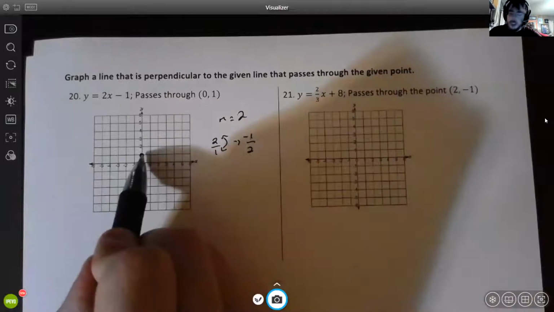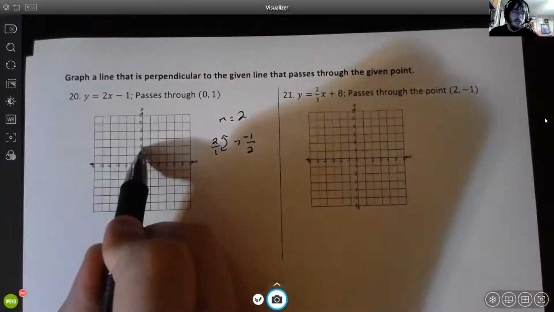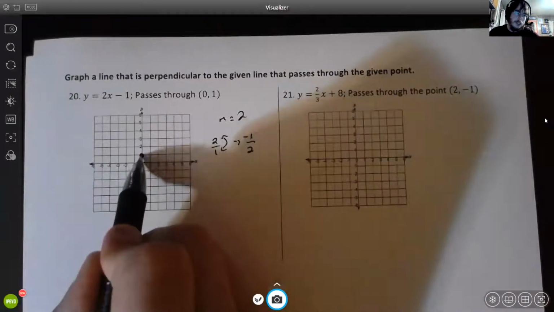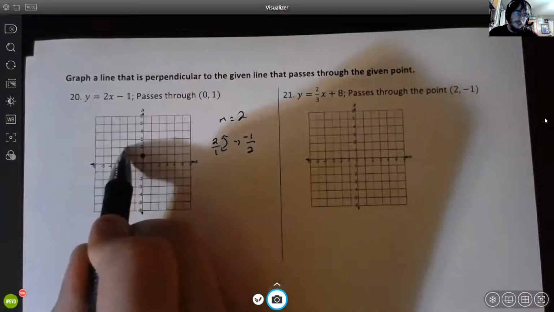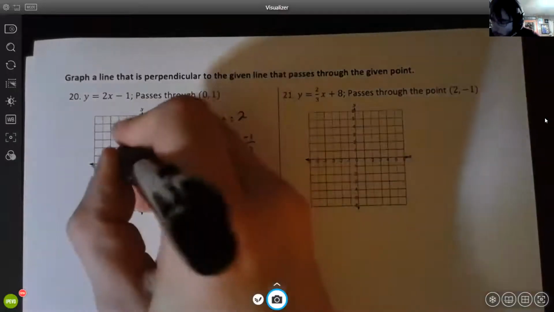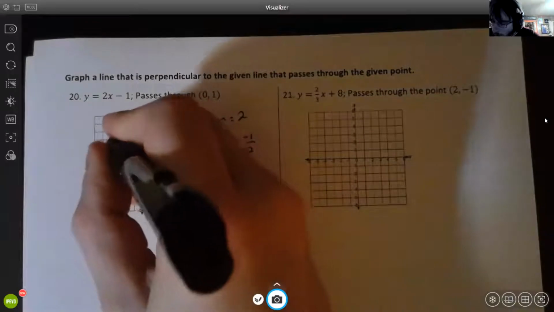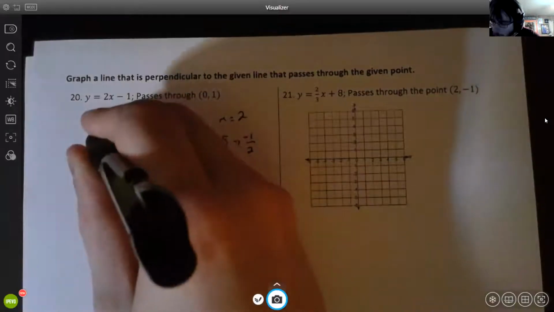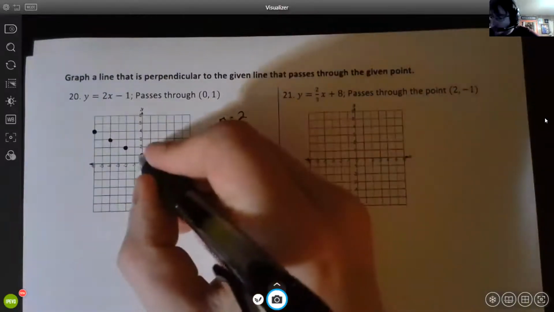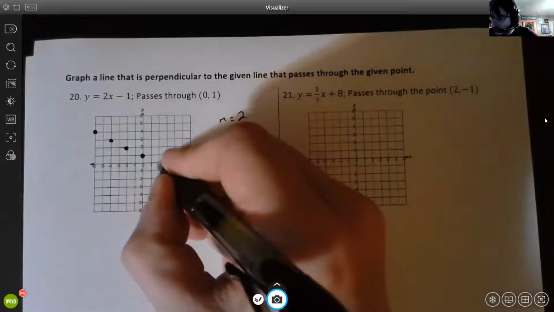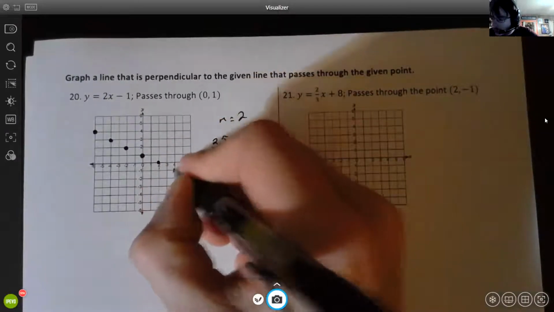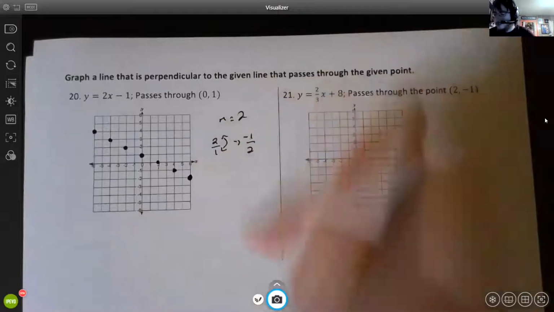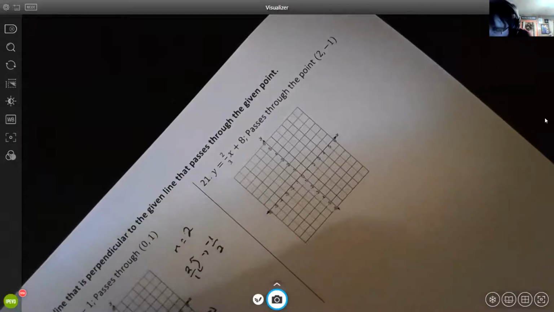So we're going to start here. If we go up, then we'll have to go left because it's negative. So up 1, to the left 2. Then we go up 1 more and to the left 2. Up 1 more, left 2. Start back at the beginning. Down 1, right 2. Down 1, right 2. Down 1, right 2. And then we draw or connect the dots. Everybody's favorite pastime as a child.